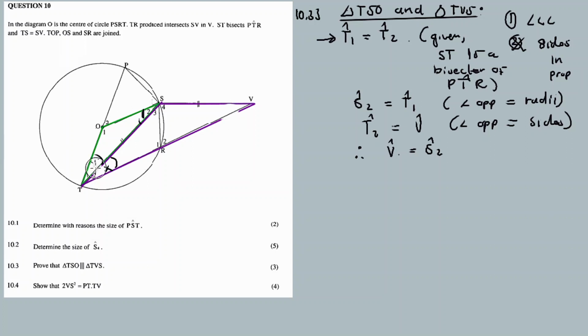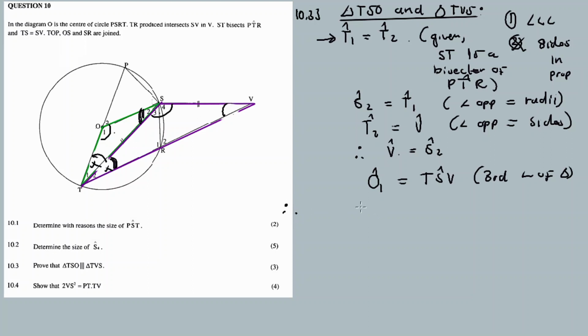It means that this angle, S2, is equal to V. We just showed that this angle is equal to that angle, right? Therefore, this one is equal to this one. Therefore, this angle is equal to TSV, the third angle of a triangle.